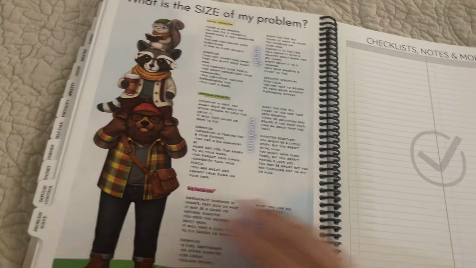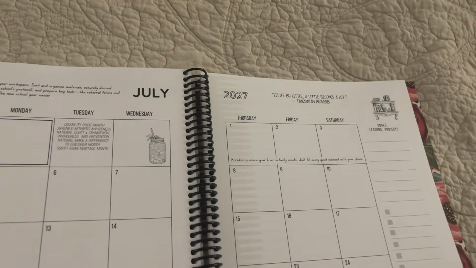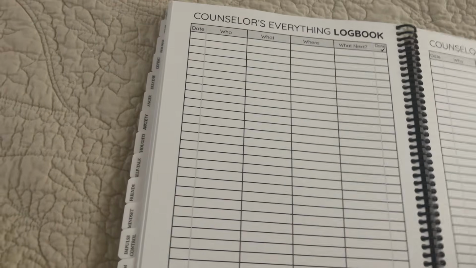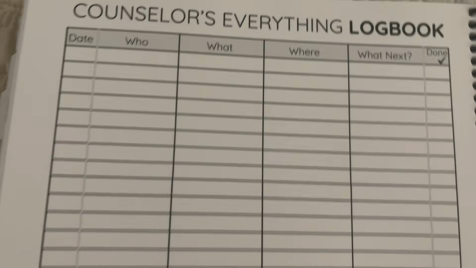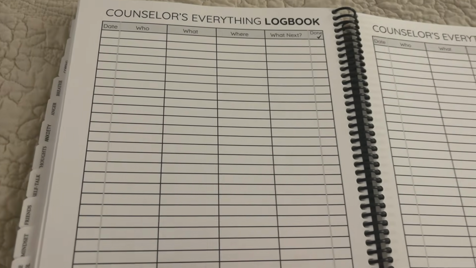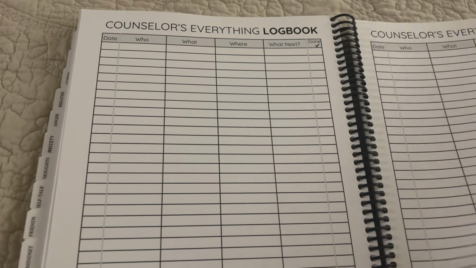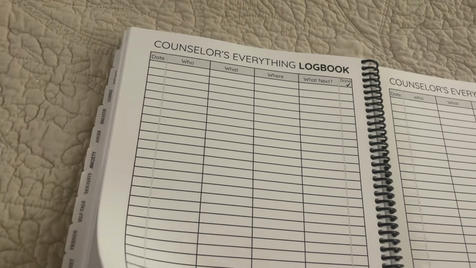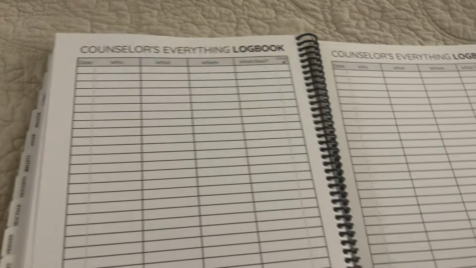All right, so we're going to go to the back, and you'll see the very end. You can flip to the back and get to your counselor logbook. So all the stuff that you might want to keep up with, if you like to write things down, different communication, events, incidents that may have happened. So there's at least 10 pages of that.